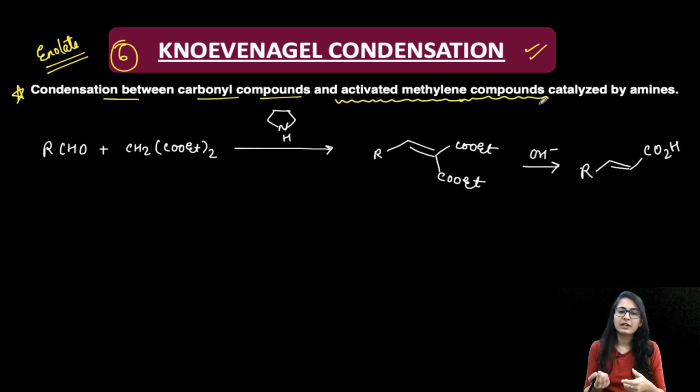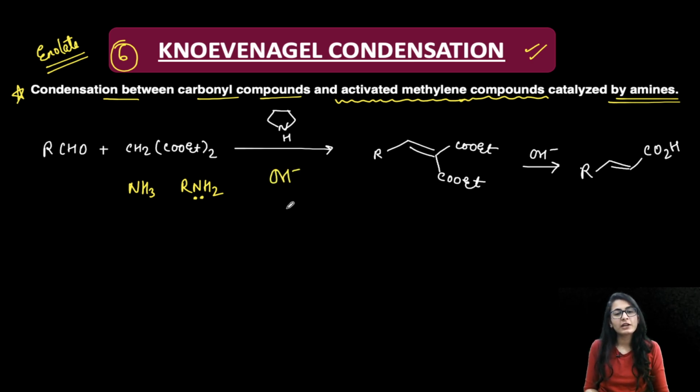So that the removal of that proton does not require a very strong base, and that is why they are going to be catalyzed by amines. If we are talking about ammonia, or RNH2 primary amine, or secondary or tertiary amine, they are not very basic as compared to OH minus or the amide ion, and that is why, because we are having an acidic proton. So what are activated methylene compounds? That is what we are going to talk about first.